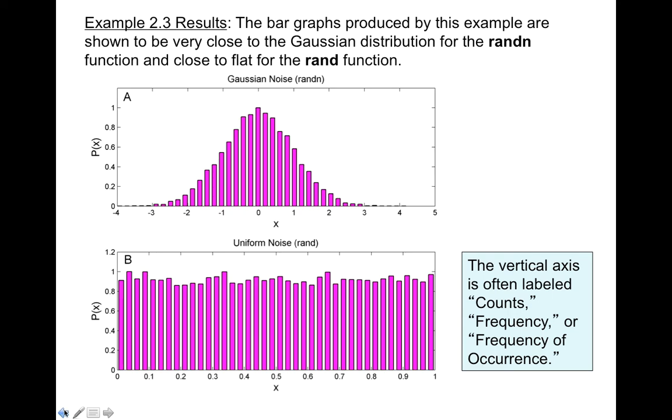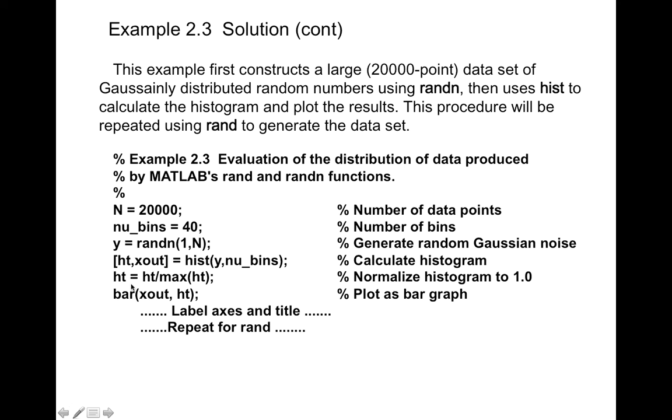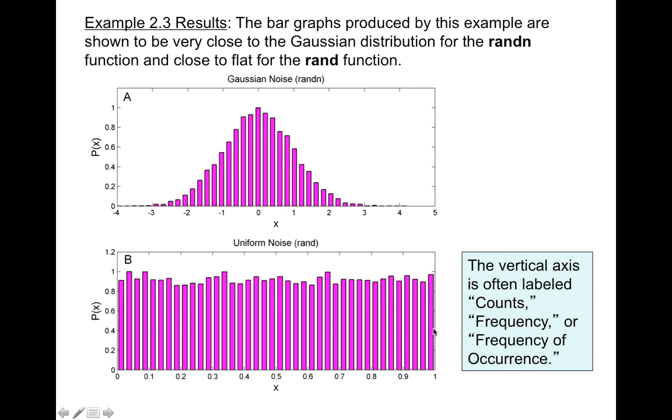So just to go back once again and review, this randn function generates a Gaussian distribution. If we leave out the n, that would just generate a uniform distribution. This calculates a histogram. This normalizes a histogram, and then this line plots that as a bar graph. So histograms are useful in looking at data. So that's all we're going to discuss in this particular section.